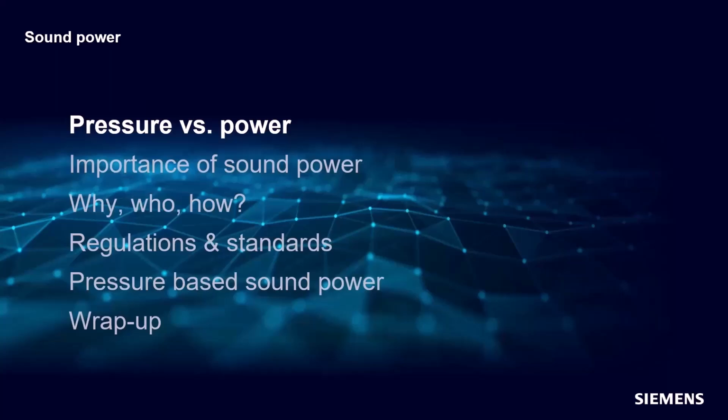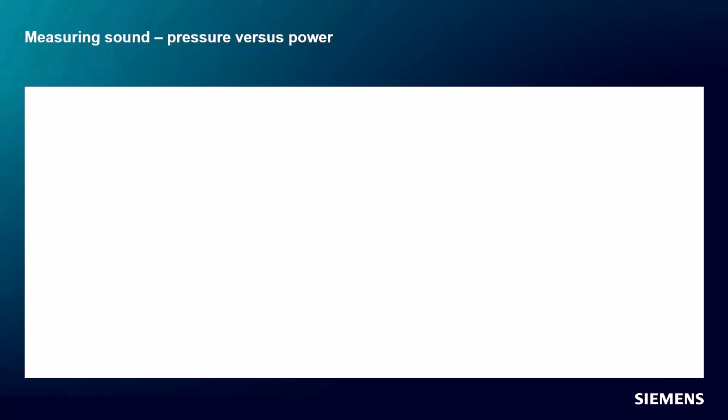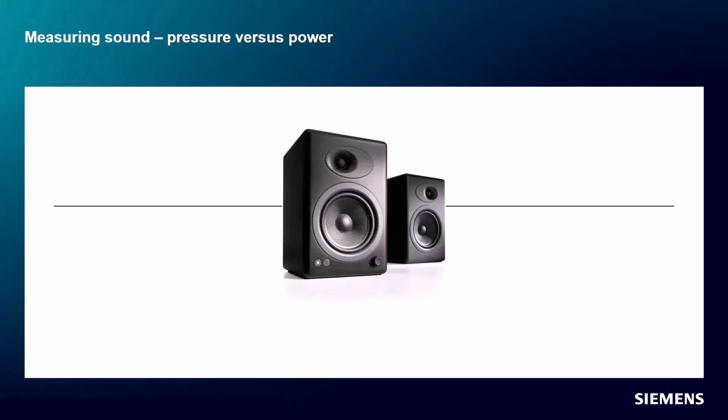Sound pressure versus sound power. Now, in the acoustics world, these are the two common terms that you hear, sound pressure and sound power. If you want to know how loud a source is, for example, in this case, there is a source which is a speaker. There are actually two speakers. And if you want to know how loud it is, you typically use microphones to measure the sound.